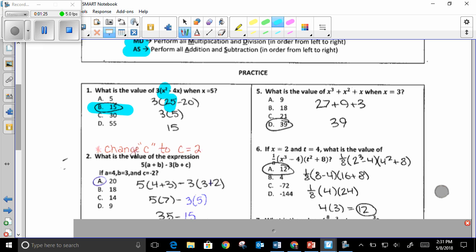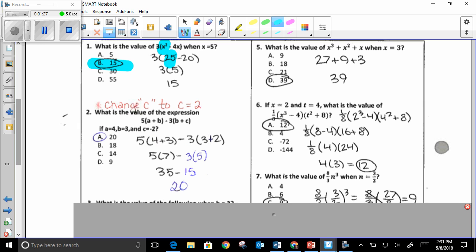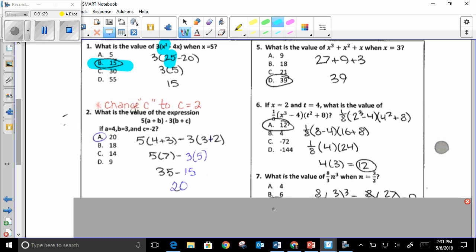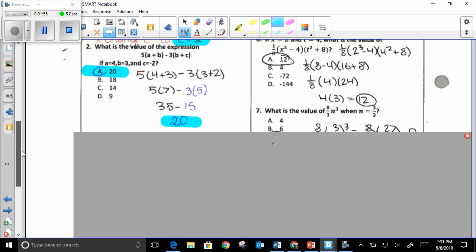Number 2, there was a mistake in the booklet, and I apologize. It was C equals 2. If you did the negative 2, you probably realized that the answer was not there. If you did it with the 2 instead, you would have gotten 20. I'm sorry if you did not know that was a mistake. If you want to rework it with a 2 instead of a negative 2, you should get 20.